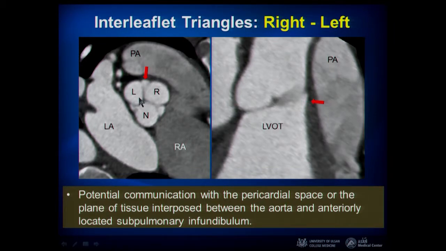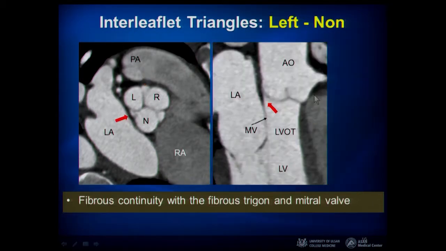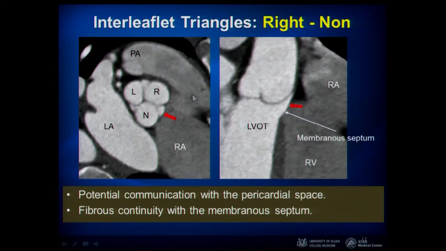The interleaflet triangle between right and left coronary sinus may have potential communication with the pericardial space or the plane between the aorta and subpulmonary infundibulum. The interleaflet triangle between left and non-coronary sinus has fibrous continuity with the fibrous trigone and mitral valve here. And the interleaflet triangle between right and non-coronary sinus may have potential communication with the pericardial space. Interestingly, it has fibrous continuity with the membranous septum here, potentially communicating between both the right atrium and right ventricle.